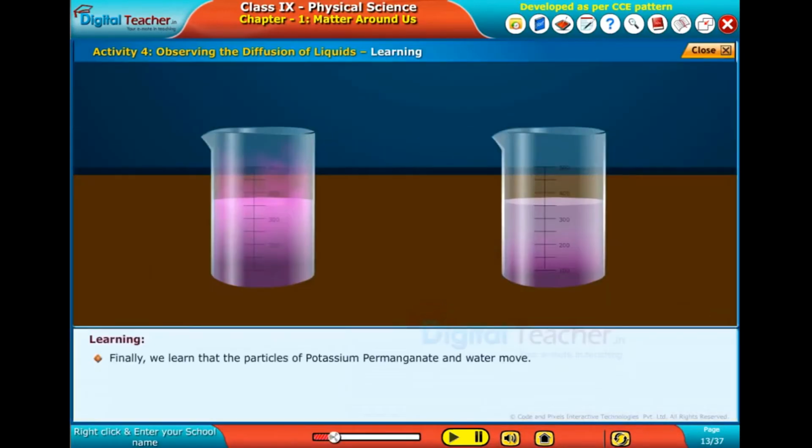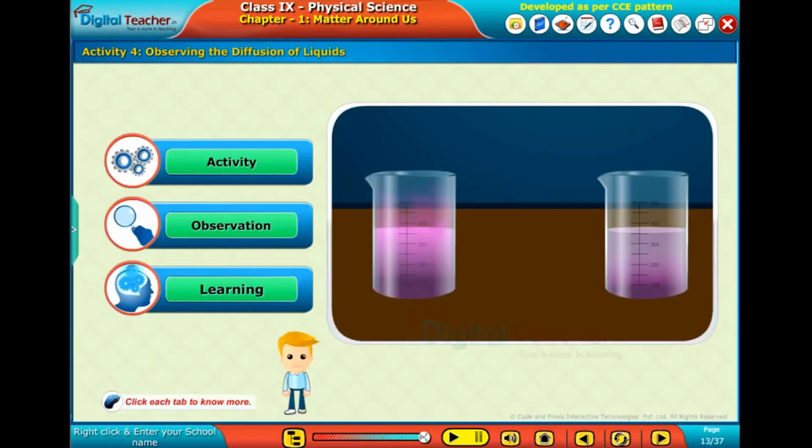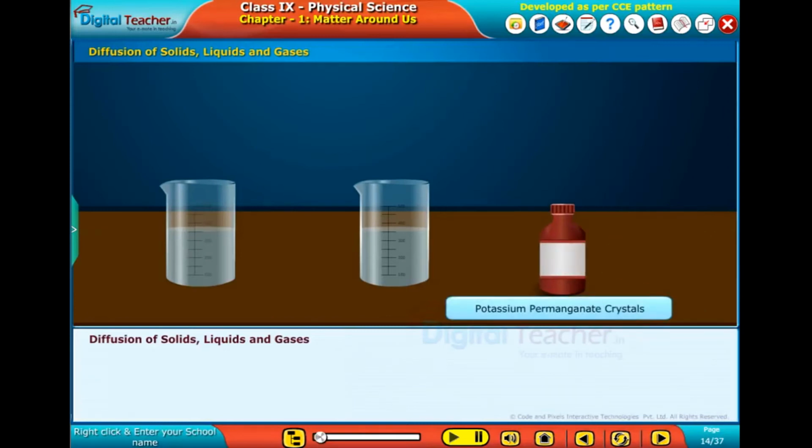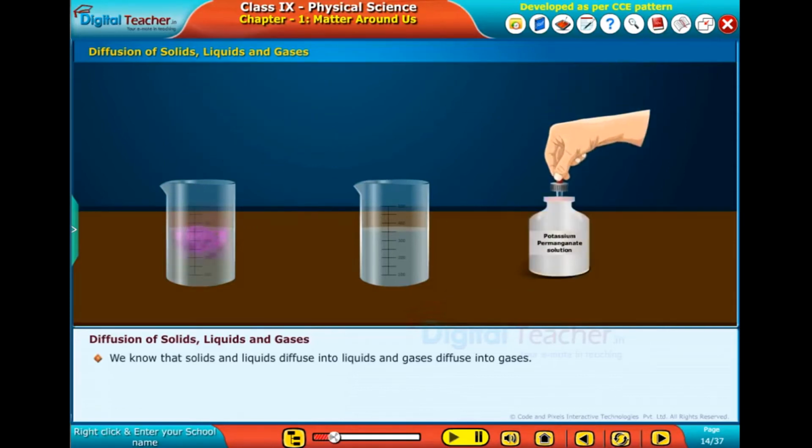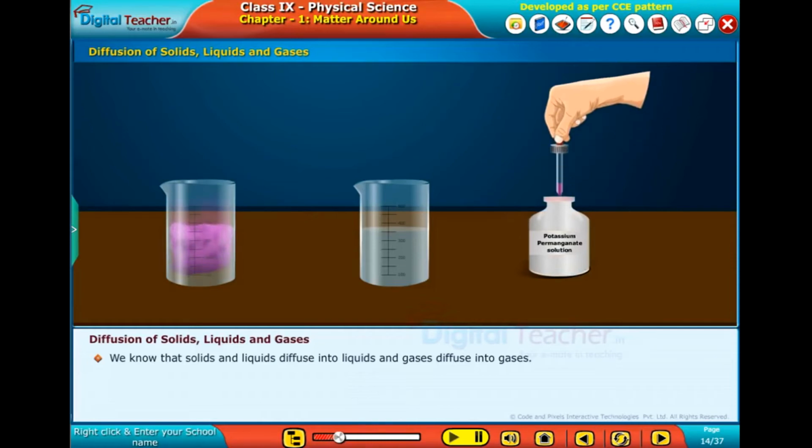Finally, we learned that the particles of potassium permanganate and water move. Therefore, we can conclude that liquids also diffuse with each other like gases. Let us know about the diffusion of solids, liquids, and gases. We know that solids and liquids diffuse into liquids and gases diffuse into gases.